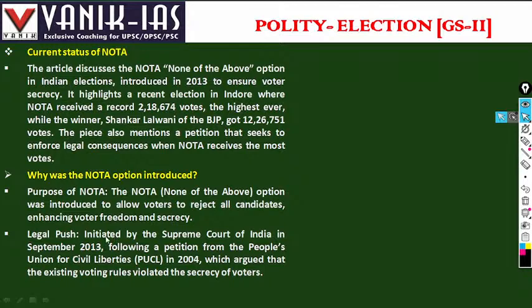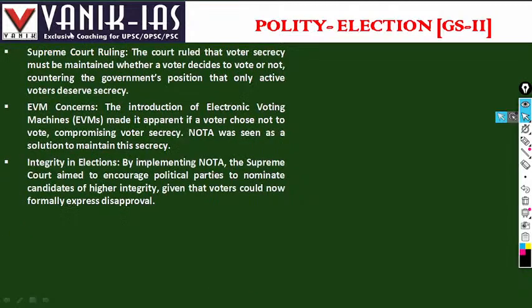Legal push: it was initiated by the Supreme Court of India in September 2013, following a petition from the People's Union for Civil Liberties in 2004, which argued that the existing voting rules violated the secrecy of the voters. Supreme Court ruling: the court ruled that voter secrecy must be maintained whether a voter decides to vote or not, countering the government's position that only active voters deserve secrecy. The EVM concern: the introduction of the electronic voting machine made it apparent if a voter chose not to vote, compromising voter secrecy. NOTA was seen as a solution to maintain this secrecy.